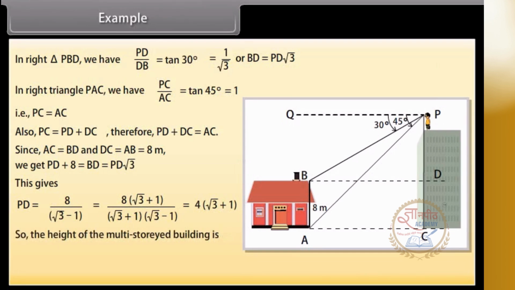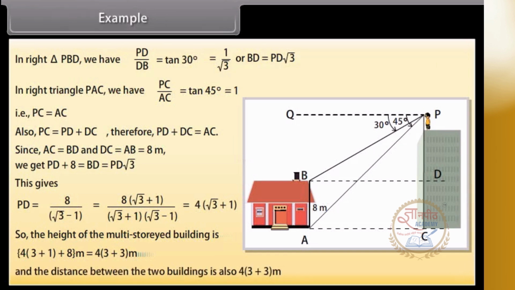So the height of the multi-storied building is 4 into (3 plus 1) plus 8 meters, which is equal to 4 into (3 plus 3) meters. And the distance between the two buildings is also 4 into (3 plus 3) meters.